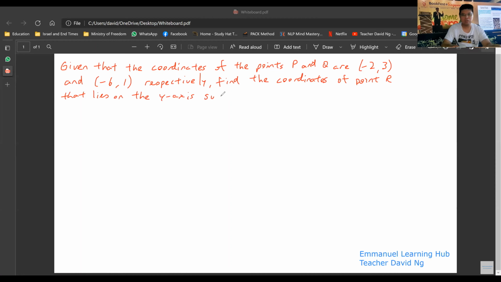Y-axis such that PR is equal to QR. Hence, find the area of triangle PRO, where O is the origin.